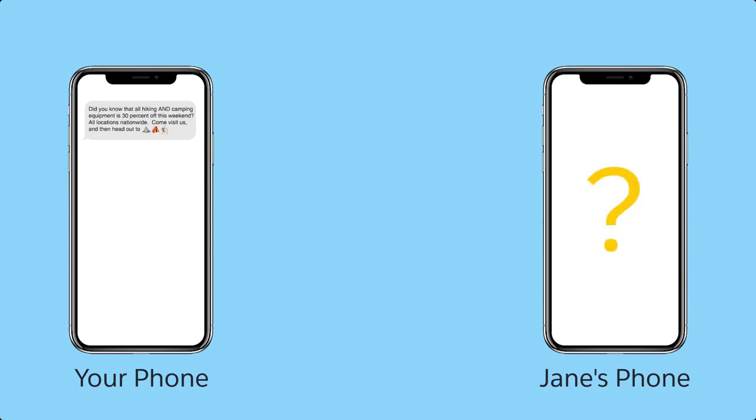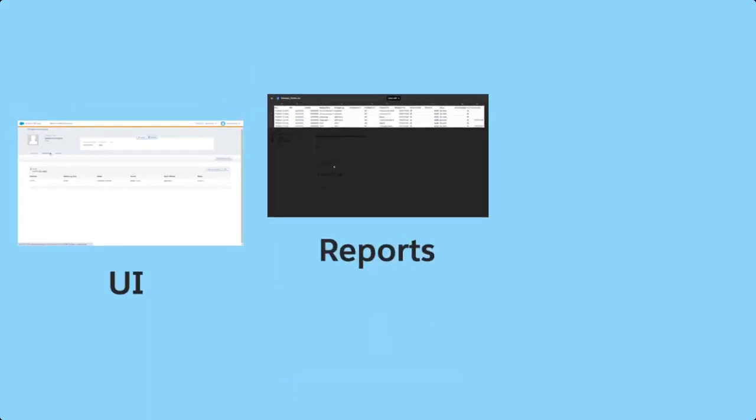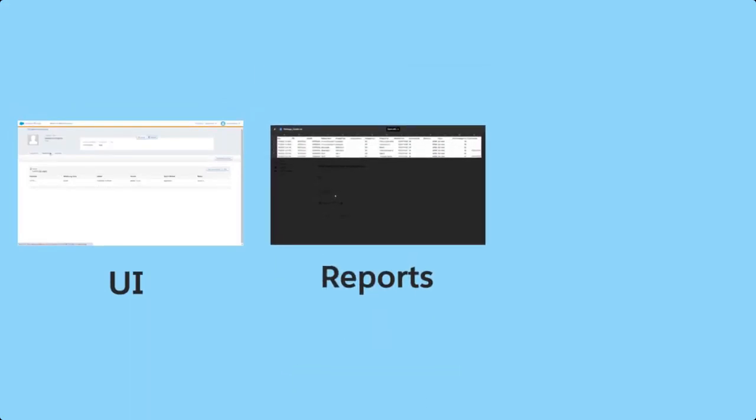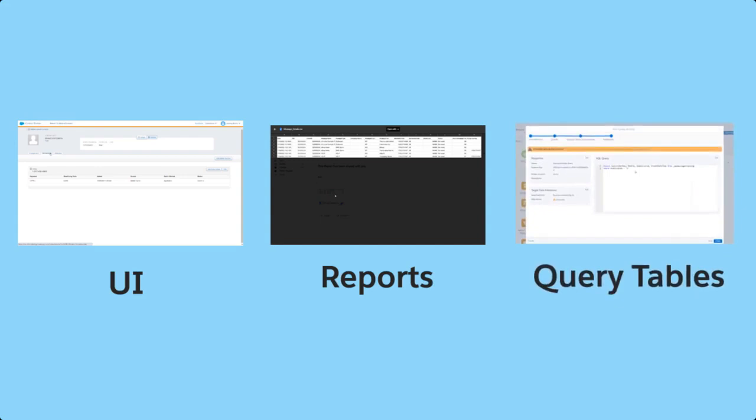Luckily, we have multiple tools at our disposal to check what could have happened with a send to a particular subscriber. We'll discuss user interface items we can check, different reports that can be utilized, and even query tables that can be used to help find what happened to a subscriber.